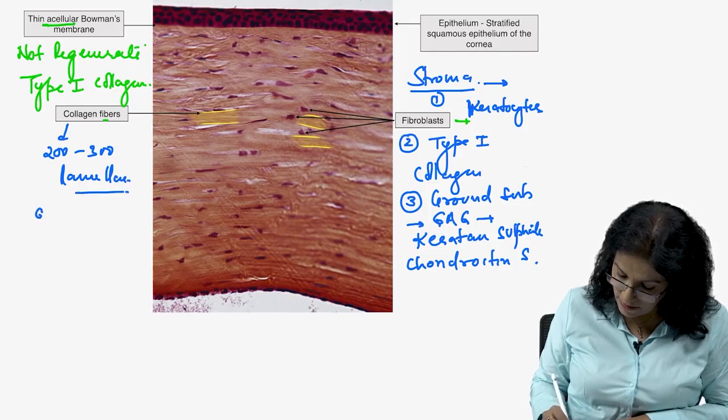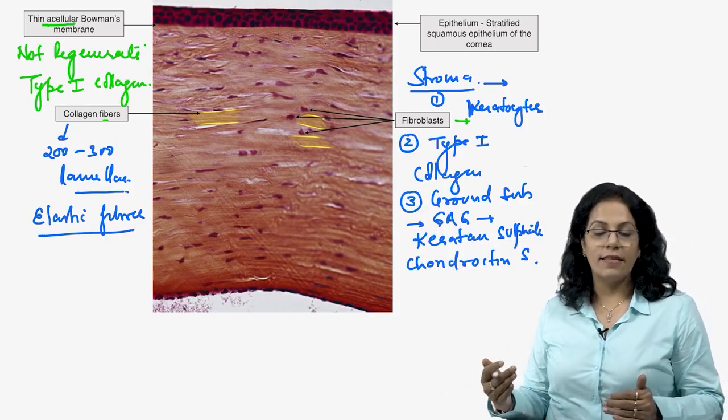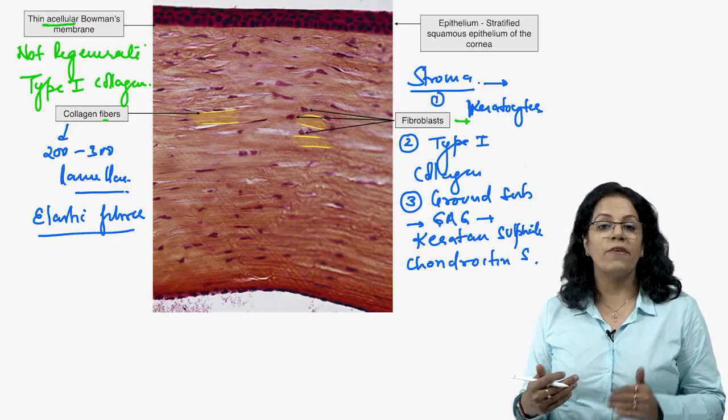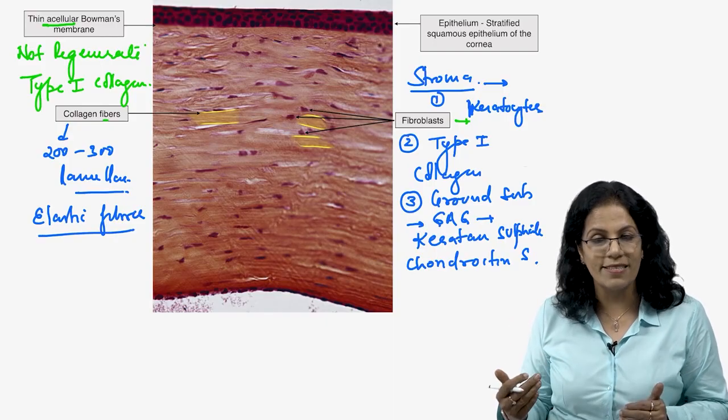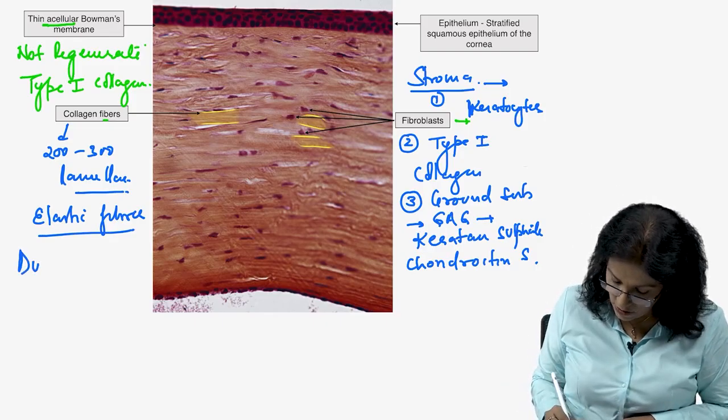And it also has some elastic fibers. Few elastic fibers are also present. Right? And what about Dua's layer? Dua's layer is also acellular, and we have learnt it is one of the strongest layers. So, please remember Dua's layer, if you want to write, Dua's layer is also acellular.